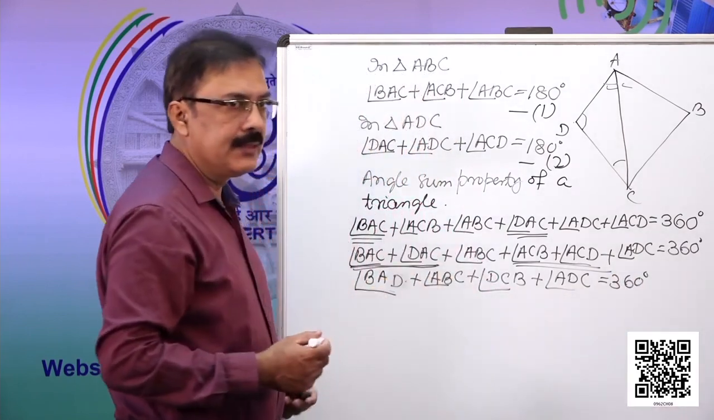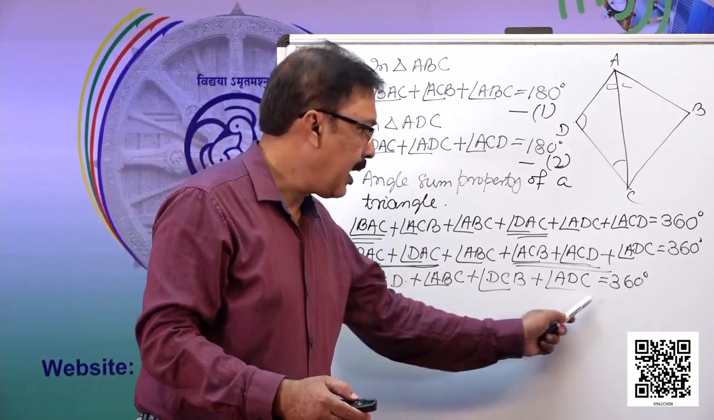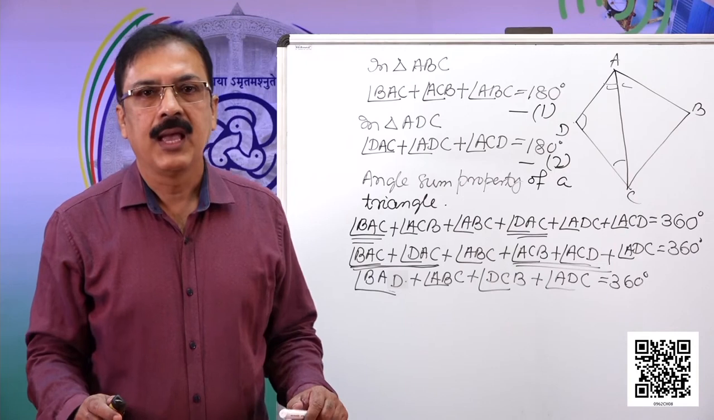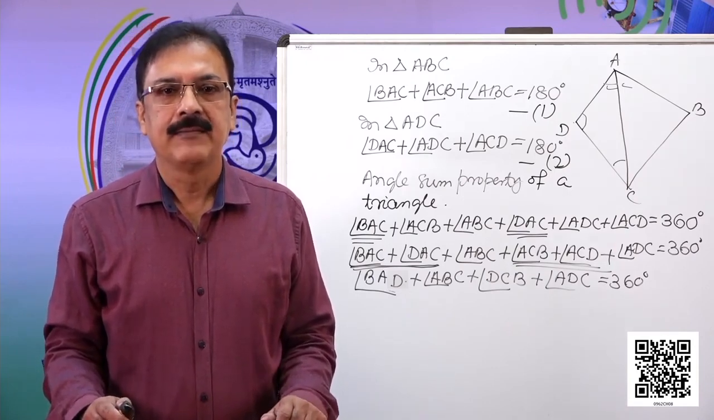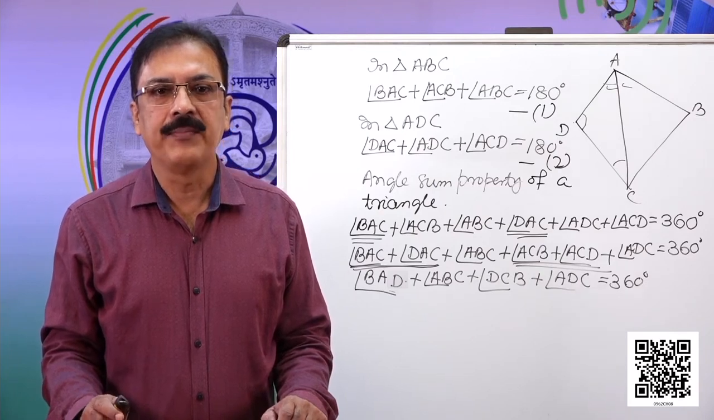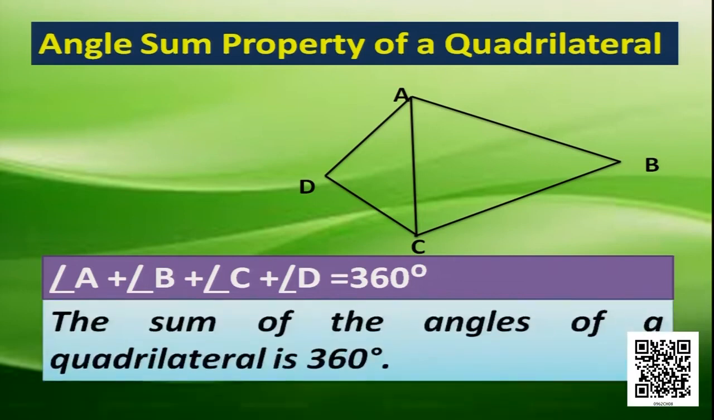Now we can see that these four angles are nothing but the angles of the quadrilateral. So we can write that angle A plus angle B plus angle C plus angle D is equal to 360 degrees. From this, what information can we say about a quadrilateral? We can say that the sum of the angles of a quadrilateral is 360 degrees.